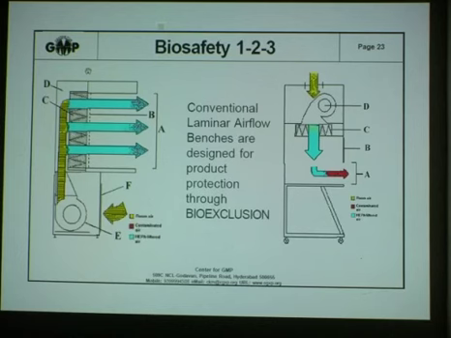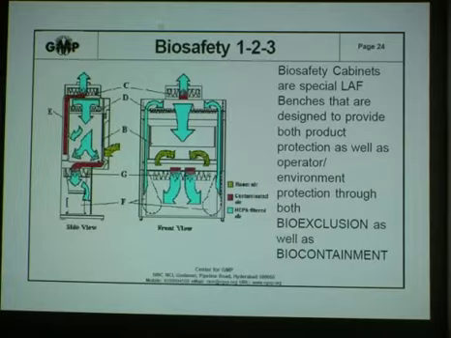Now, these kind of workstations are quite all right for doing non-pathogenic work, working with non-pathogenic cultures. For example, aseptic transfers, dilutions, and so on and so forth. Now, the moment you have pathogenic cultures, your requirements multiply. Biosafety cabinets are a very special configuration of laminar airflow units where they meet two important requirements.